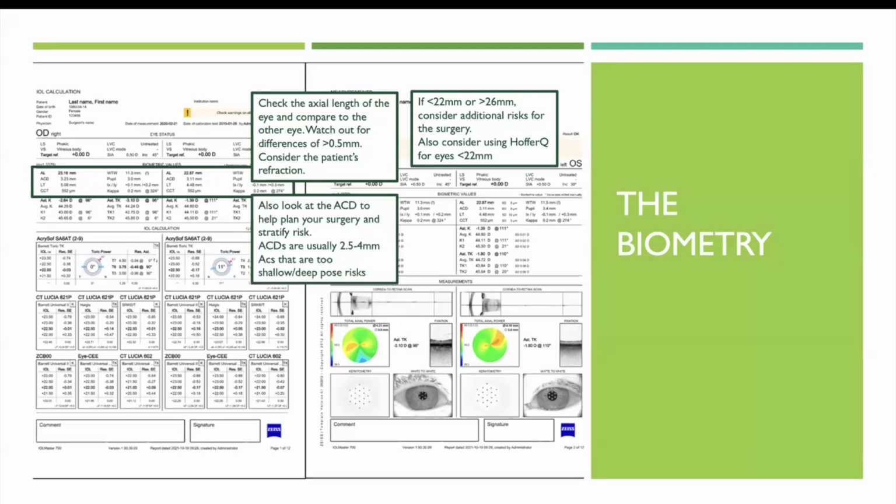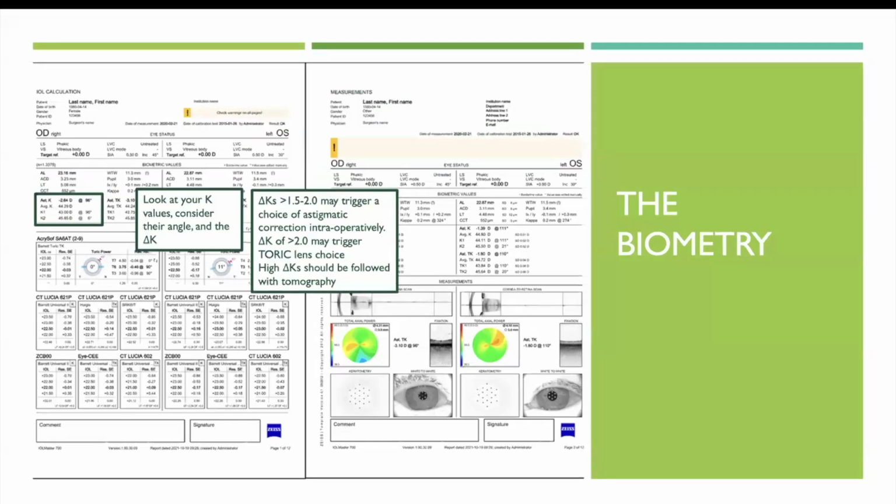So again, planning the surgery, stratifying the risk of the patient, and those numbers should usually be between about 2.5 to 4 millimeters. And sorry, that should say anterior chamber depths. Anything that's too shallow, anything that's too deep poses risks for the actual cataract operation. Then I start looking at my K values.